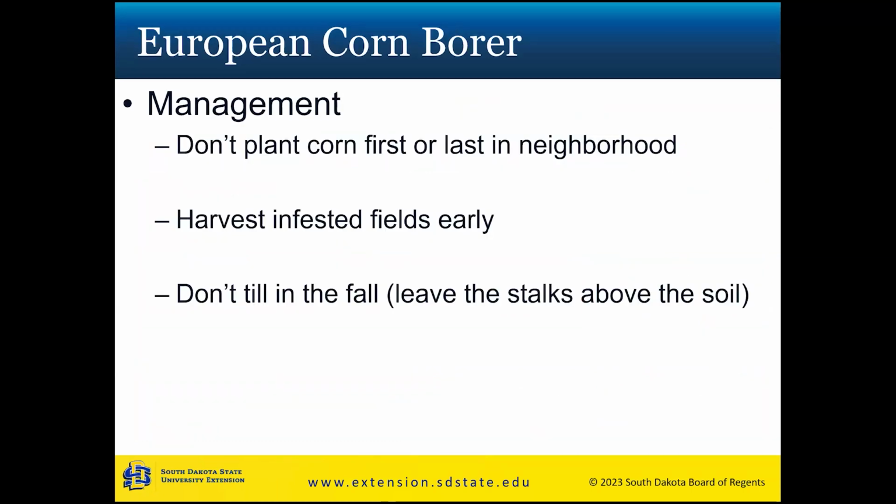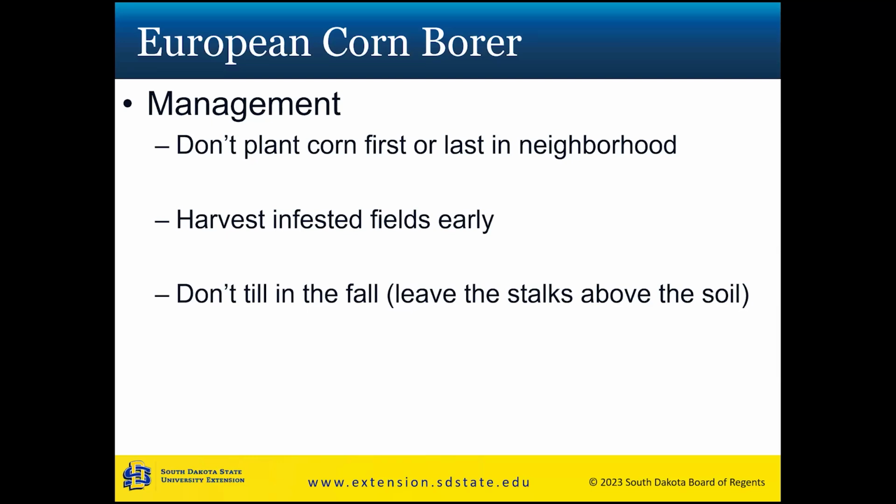So for management for European corn borer, some of these are older recommendations. The best thing to do right now in South Dakota is to plant BT hybrids that are effective against the European corn borer. But historically, the recommendation was don't be the first or last to plant the corn in your neighborhood because you're going to be a bigger target for those moths. Early season, if you're the first, you're going to get targeted by that first population. And if you're last, you're going to get targeted. If you're in the part of the state with 2 generations, you're going to get targeted by that.